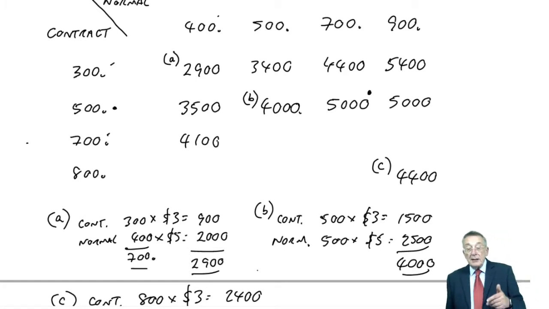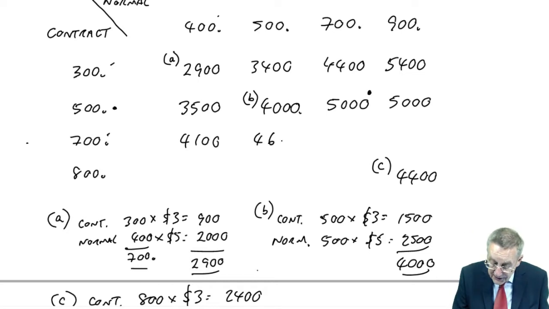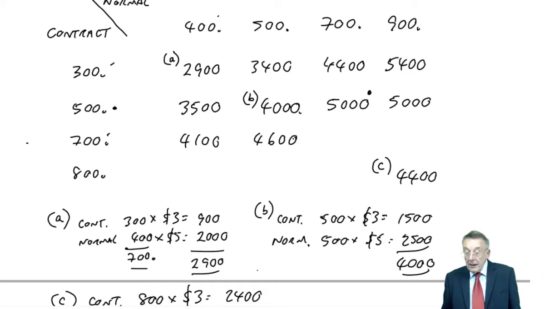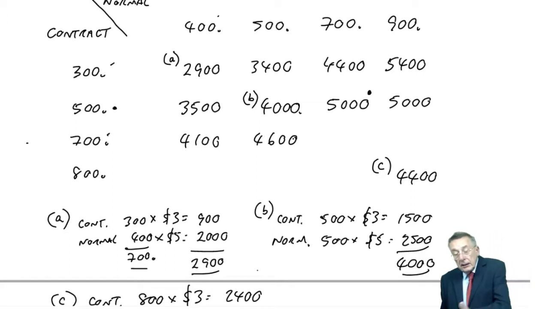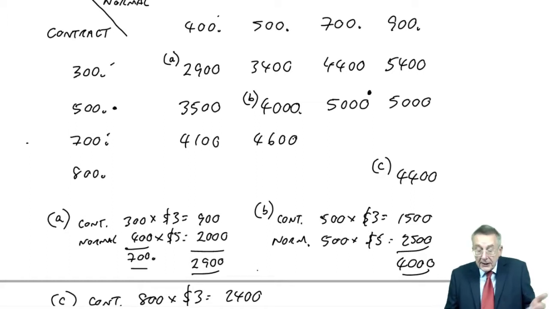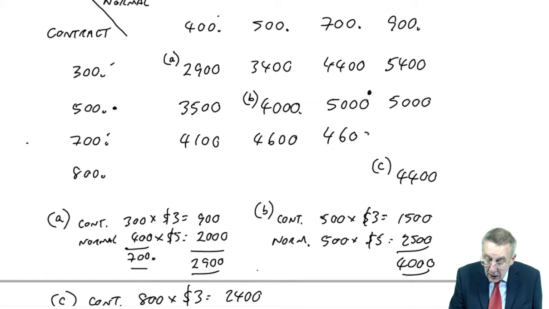If normal is 100, that's 500, that's an extra 100. If it's 500, so it's 4,600. But again, at that stage, 700 to contract, 500 to normal, that's our maximum capacity. So if normal want more, we can't sell them more. We can still only sell them the 500.